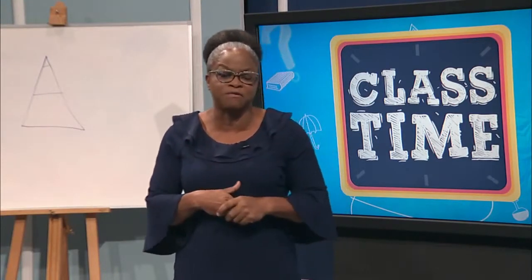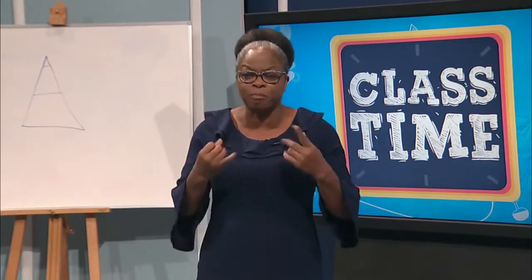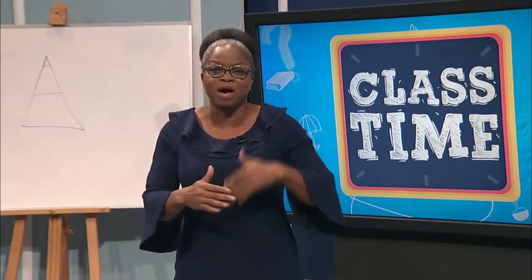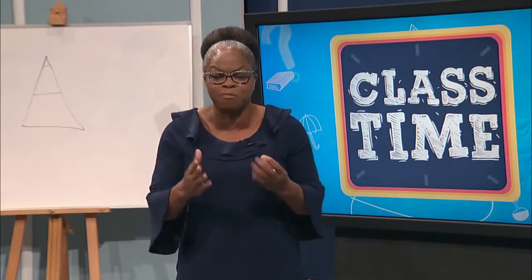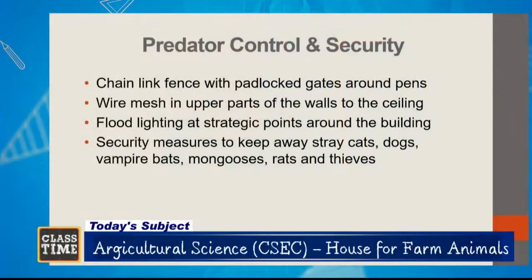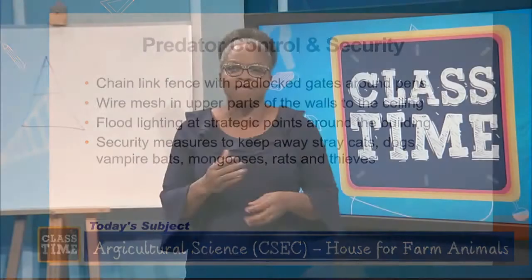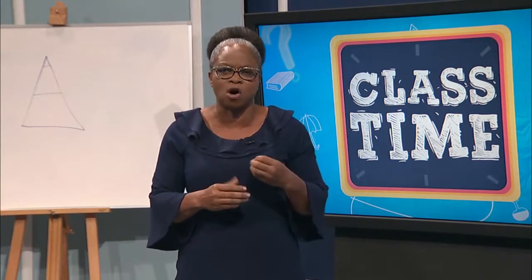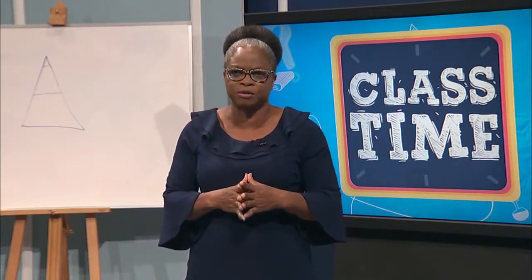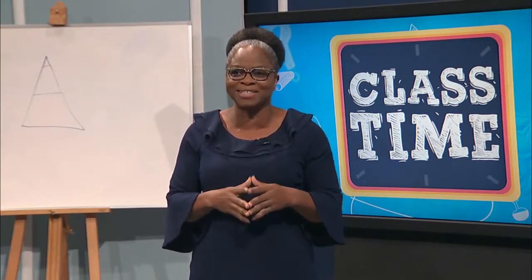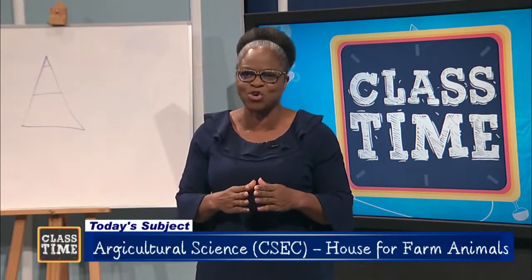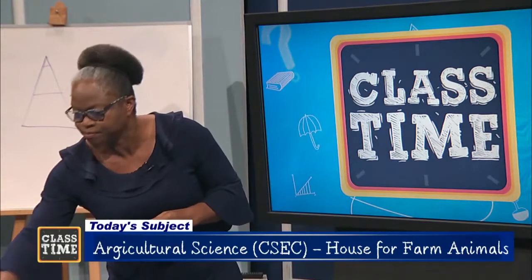So what we have looked at so far, students, we have looked at the purpose of having a house for our animals. We have looked at the materials and the type of materials that we use. We have looked at roofing. We have looked at orientation. We have looked at ventilation. And we have also looked at predator control and security. Is it clear so far, students? Good. I hope that you are taking your notes as well.